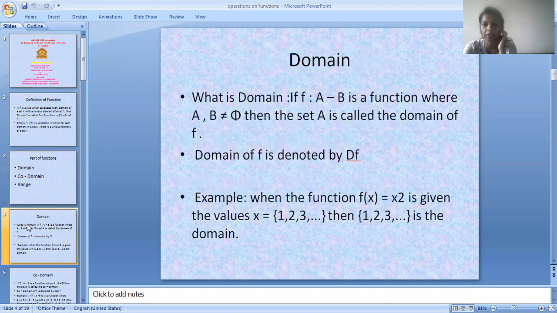First we have to see the domain. What is meant by domain? If f from A to B is a function where A and B are not equal to the empty set, then the set A is called the domain of f. The domain of f is denoted by Df. For example, when the function f of x is equal to x squared is given for x equal to 1, 2, 3, then the domain elements are 1, 2, 3.